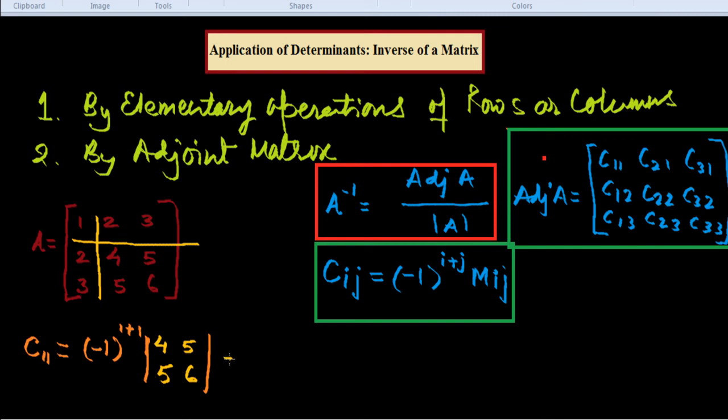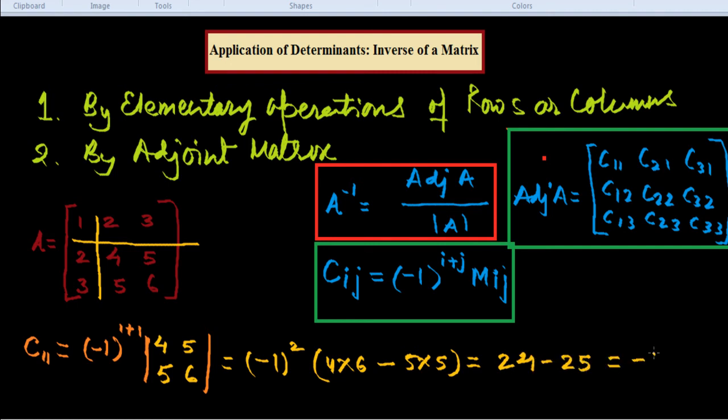So we get minus 1 to the power 2, and here we have to take the product of the diagonal, which is 4 into 6, and subtract the product of the off-diagonal elements, so 5 into 5. Minus 1 to the power 2 is 1, so there is no bother about it. 4 into 6 is 24 and 5 into 5 is 25, so it is minus 1. We have the cofactor C11.